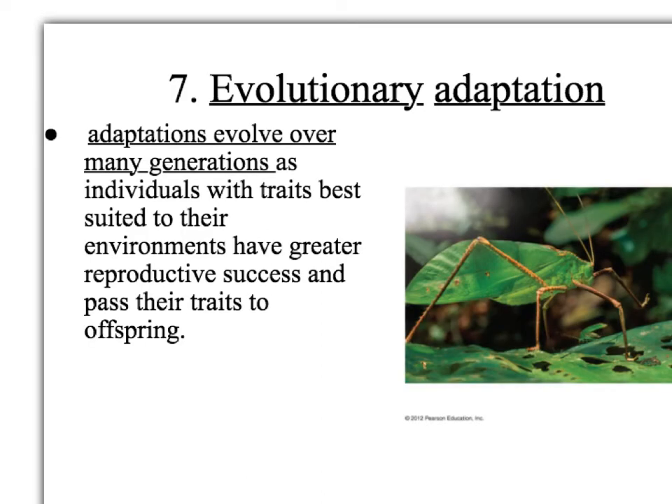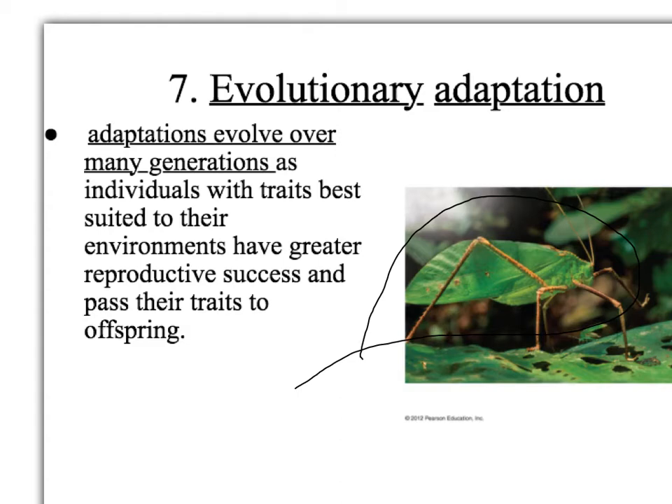Now, the seventh characteristic of life is evolutionary adaptation. So adaptations evolve over many generations as individuals with traits best suited to their environments have greater reproductive success and pass their traits to offspring. So with this particular example, you can see I have an insect here that looks a lot like a leaf. So of course, if it's camouflaged in that it blends in with the leaf, it will not be eaten by predators. It will live long enough then to produce offspring, and that particular individual's traits will be passed on to their offspring, and they will also resemble the leaf.